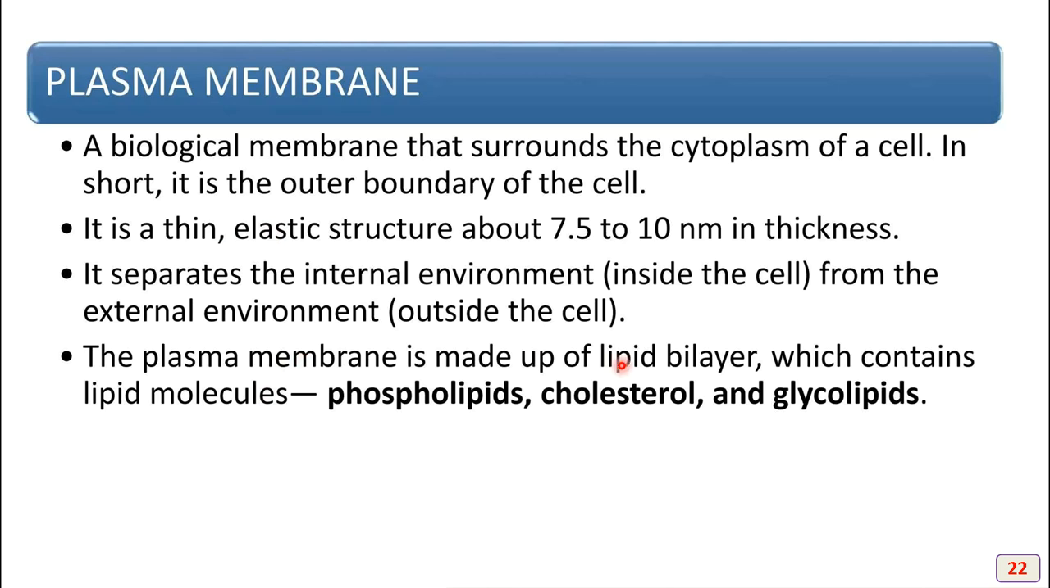And the plasma membrane is made up of a lipid bilayer, which contains lipid molecules called phospholipids, cholesterol, and also glycolipids. So they are the building blocks of the cell and protect the cells, the plasma membrane.